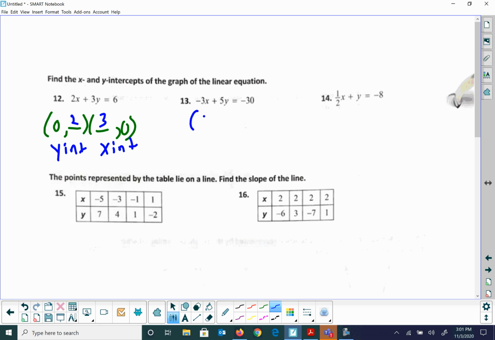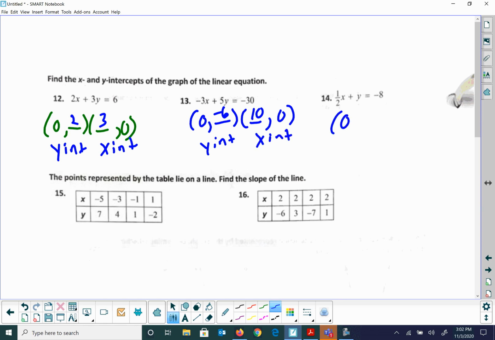Do the same thing for this next one, 0, comma, blank, and blank, comma, 0. So -3 times 0 is 0. So I'm covering that up. 5 times what number gives me -30? And that'd be -6. So that's the y-intercept. Okay, this is a y value. We're plugging it in. We're going to cover that. -3 times what number gives me -30? And that's going to give me 10. That's an x-intercept.